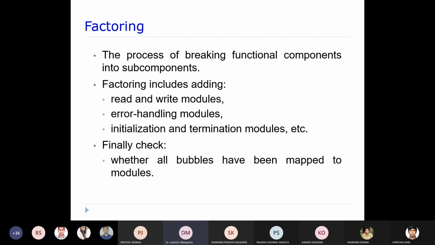Some modules are capable of handling errors, so those modules are error handling modules, and some of these modules carry out initialization and termination. This is the way you break the functional components into subcomponents. Okay.